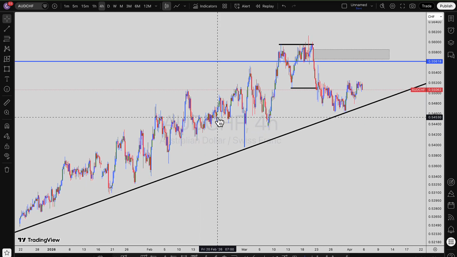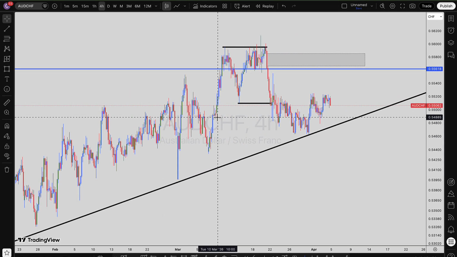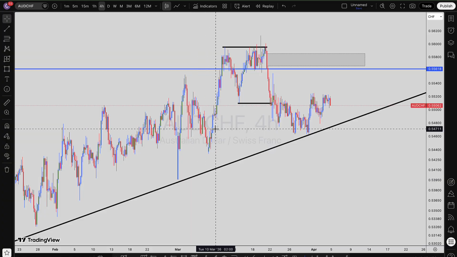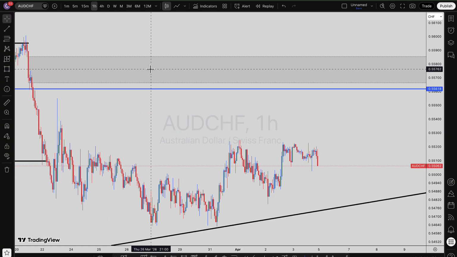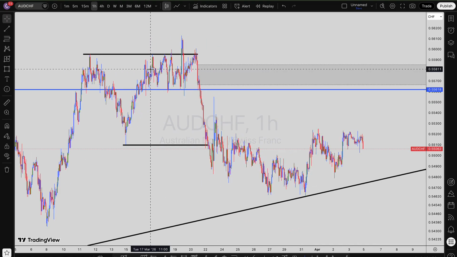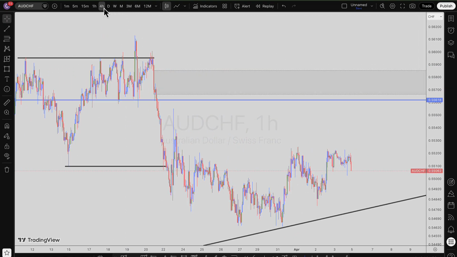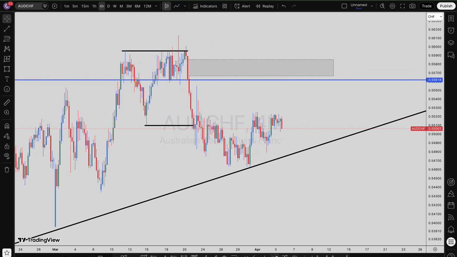So next week, let's see how price will react. And if we push to this level, let's go to the 1-hour chart and see if we have any other patterns on the 1-hour chart. Okay, good. So on the 4-hour chart, we are going to patiently wait next week for price to push all the way, if price can push.